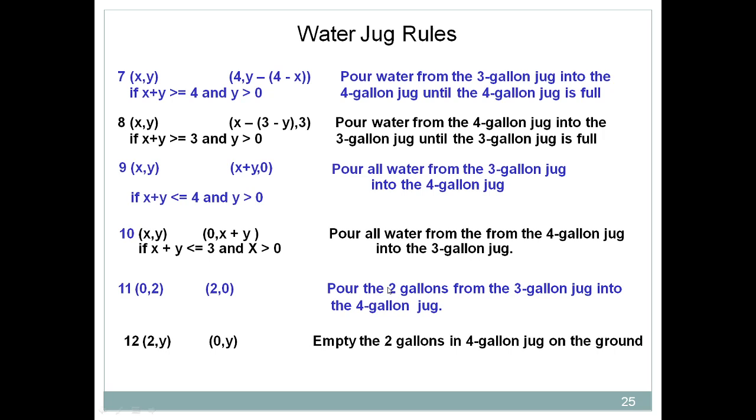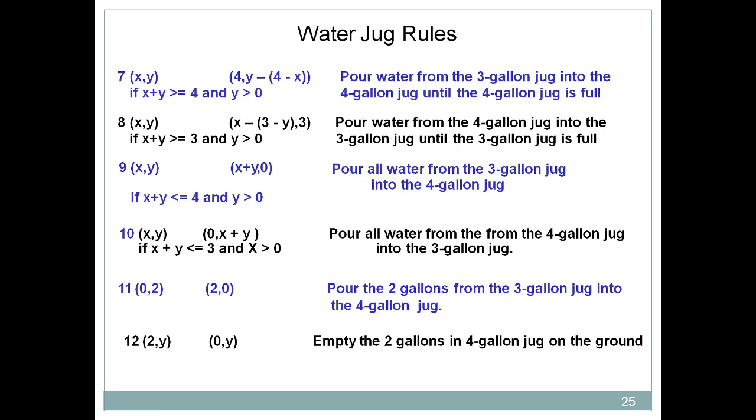Pour the 2 gallon water from 3 gallon jug to 4 gallon jug. So in this case, initially we considered 0, 2: there is no water present in the 4 gallon jug, but 2 gallons of water present in the 3 gallon jug. So I need to transfer this 2 gallon water from 3 gallon to 4 gallon. This is a specific rule for this particular problem. Then the next final rule, empty the 2 gallons in the 4 gallon jug on the ground. So 2 gallon water present in the jug, that I will throw, so that's why I have written 0, 1. So these two rules are customized rules, not generalized rules. So this is our step 2 where we specify the rules.